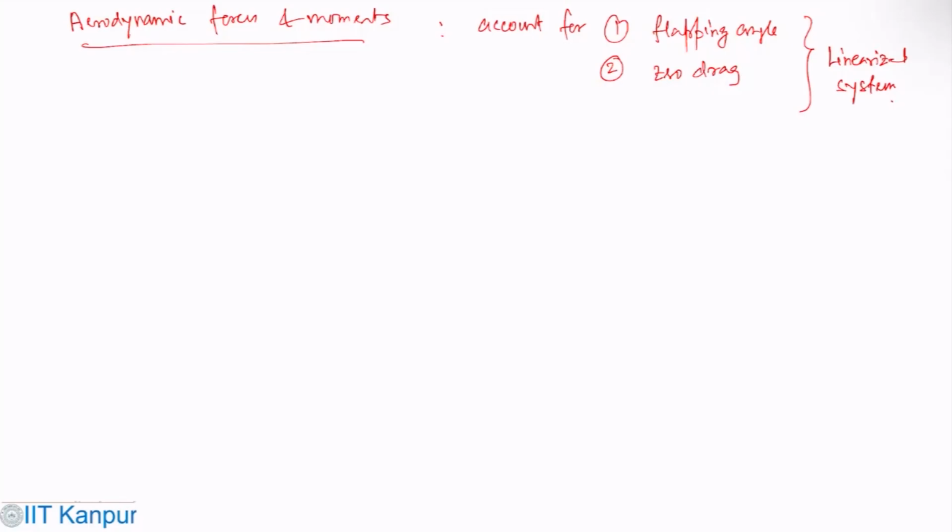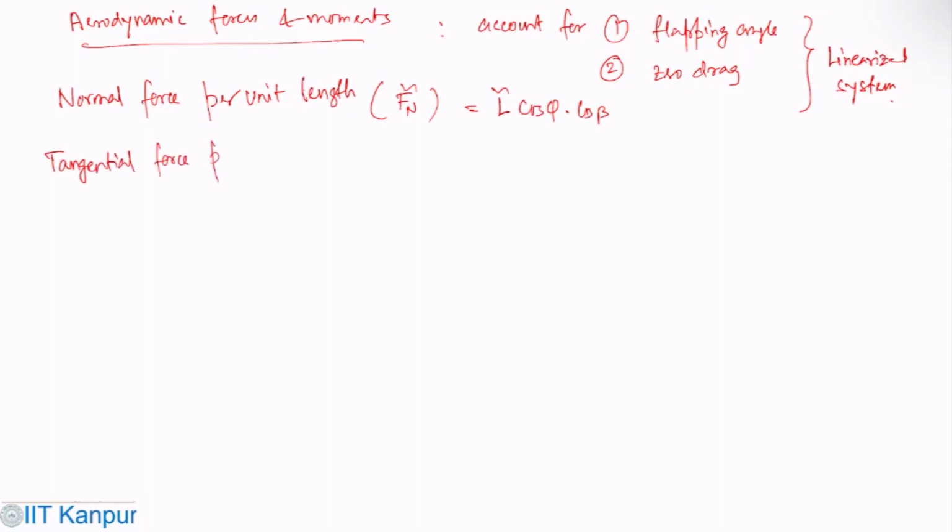The normal force per unit length is Fn, that is L cos phi cos beta, and the tangential force per unit length is Ft sin phi. So these are the two different components.